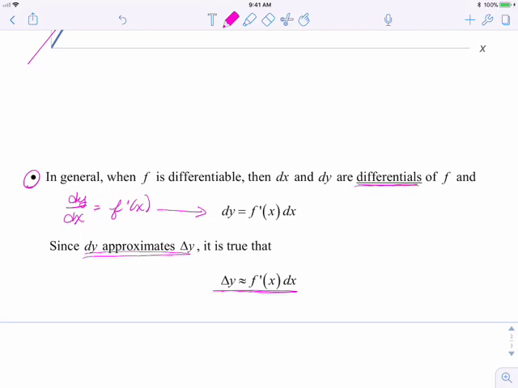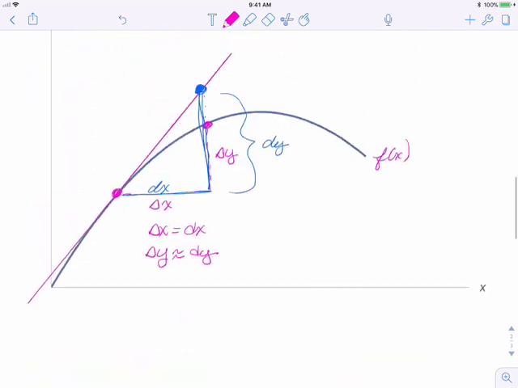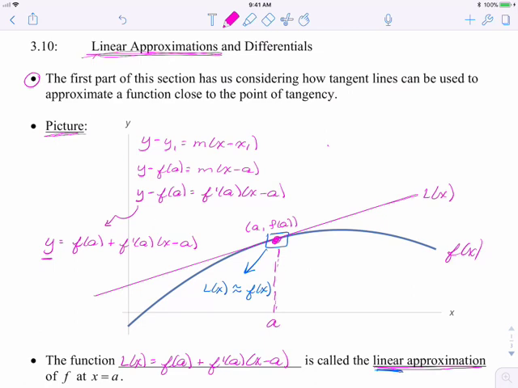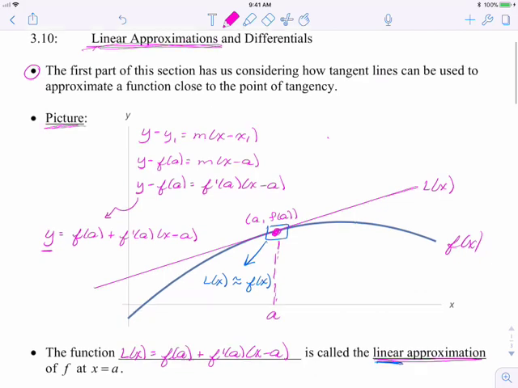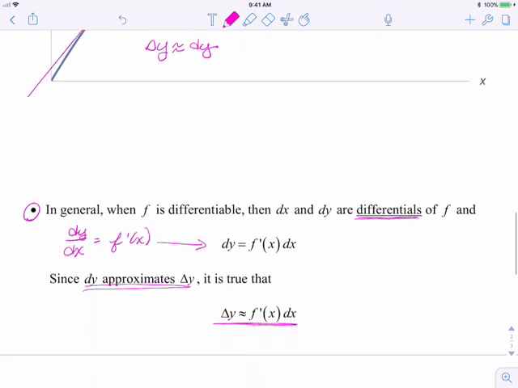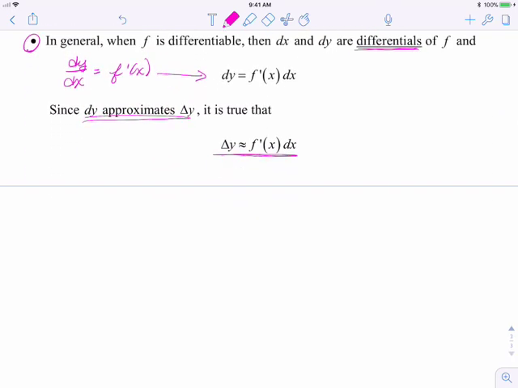So the change in y is approximately the slope of the line tangent to the curve through the original point multiplied by the change in x. As far as this section goes, the big thing that you need to be familiar with is the concept of linear approximations, because being able to utilize the equation of the tangent line to approximate the value of the function is going to be very important. Differentials, I'm not going to spend really any more time on than I've already done.